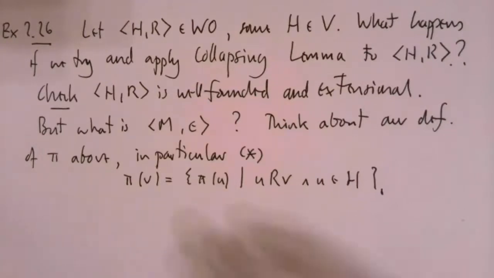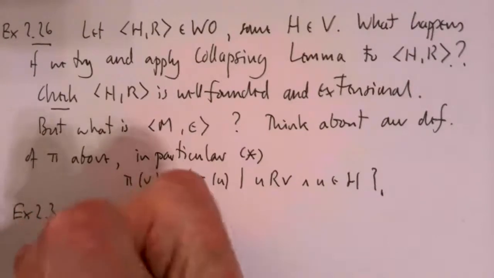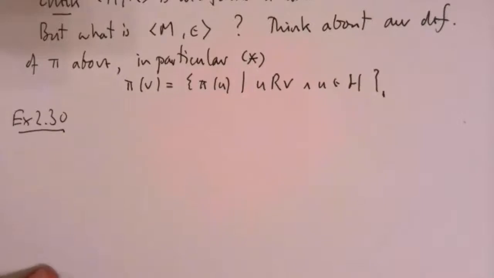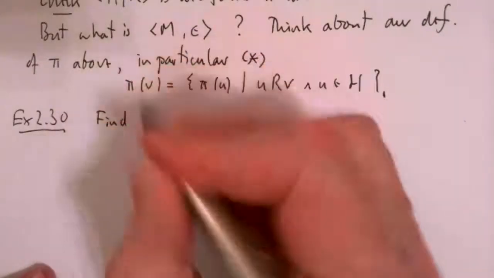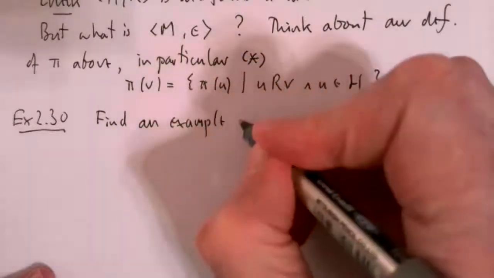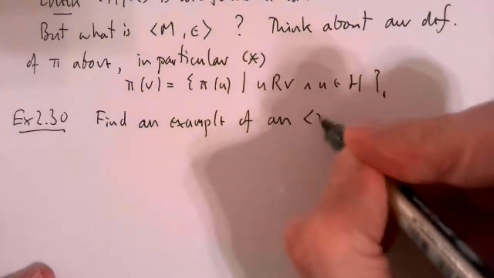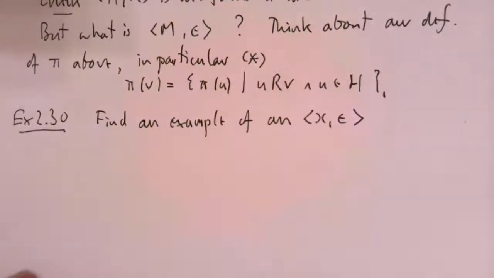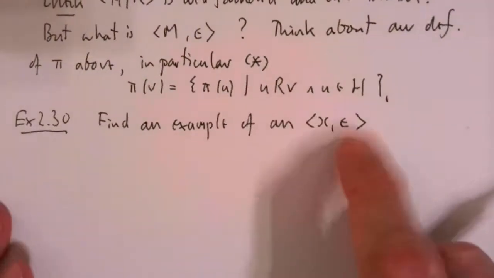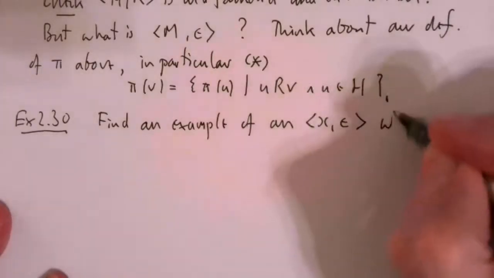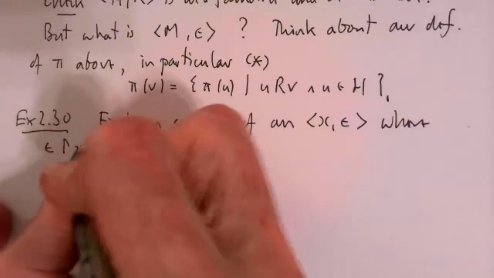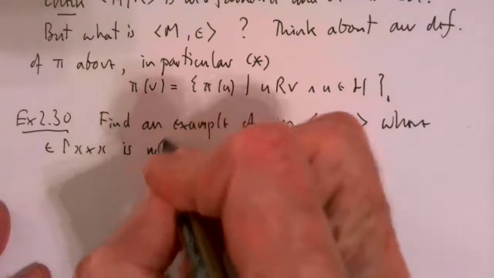And exercise 230. Okay, and now it says find an H and R. Well, actually, it's an X with epsilon here. But epsilon is not extensional. Epsilon restricted to X cross X is not extensional.